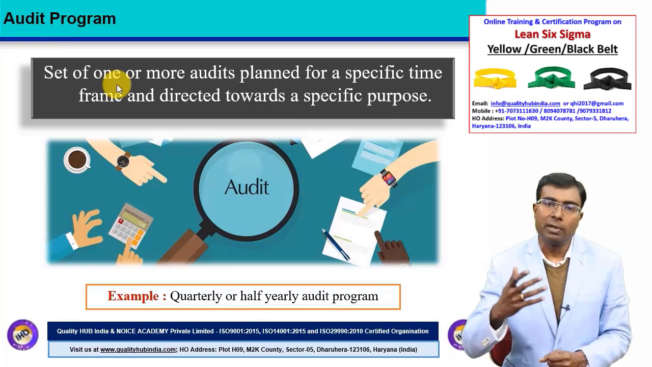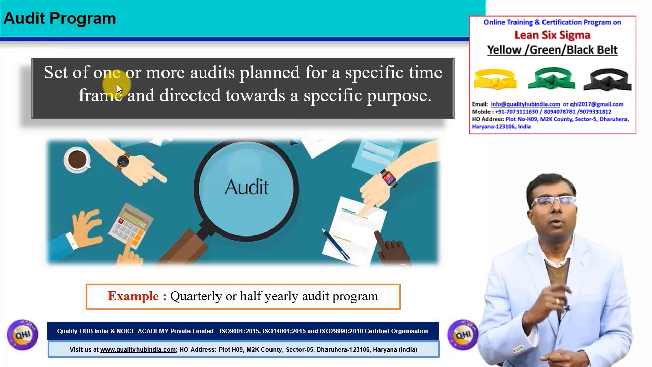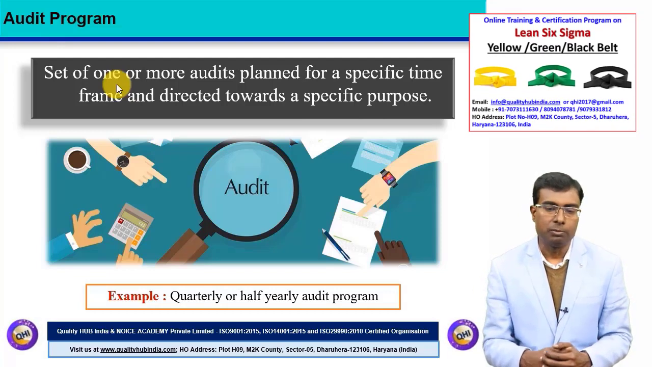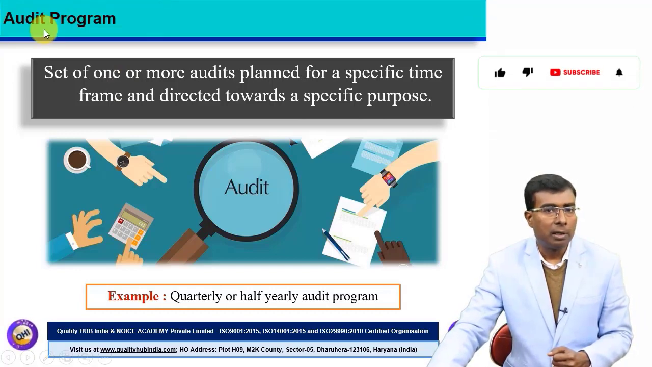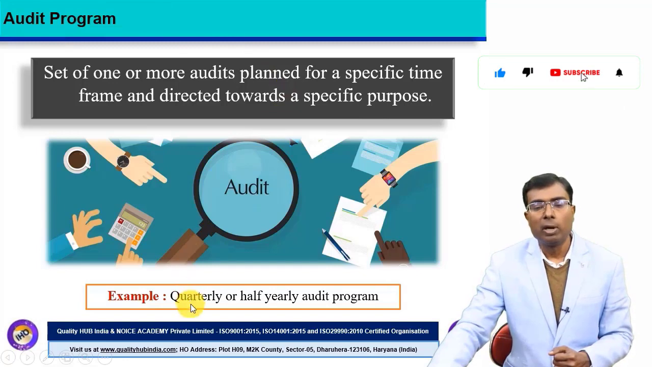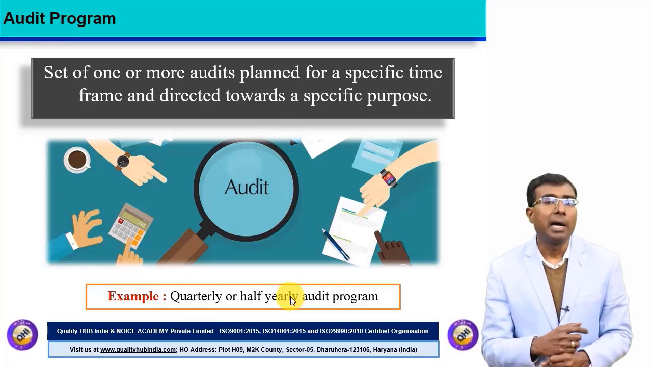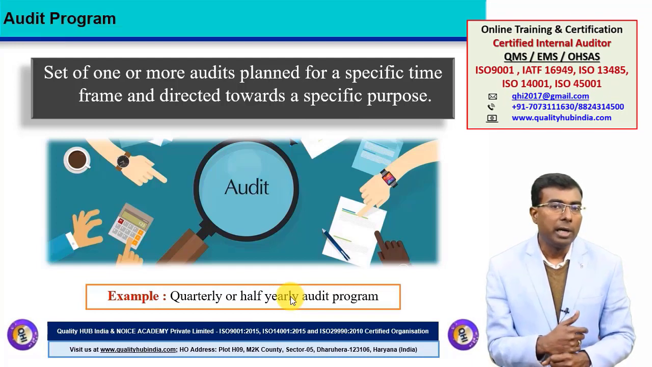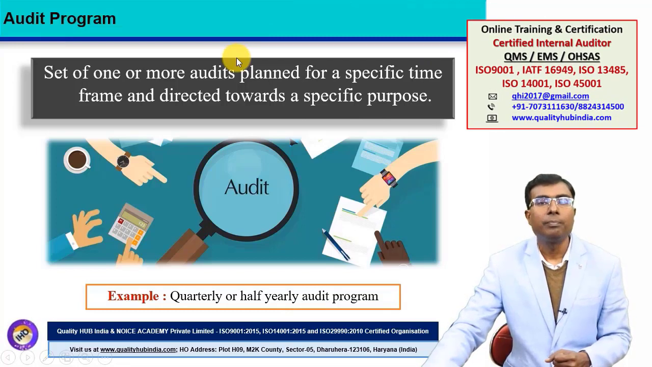This could be conducted on different management systems. So an audit program can be planned for quality management system, for environmental management system, or for any other kind of management system. And a program can be planned in different durations or frequencies. For example, it could be planned on a quarterly basis, half yearly basis, or an annual basis. If there is high risk involved in certain areas, you may have monthly audits also. So an audit program would consist of multiple audits within the program.